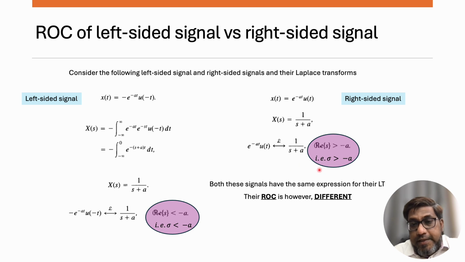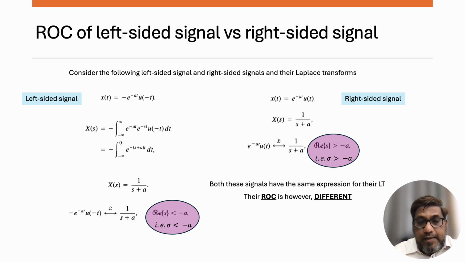For the right-sided signal, the region of convergence lies to the right side of the line sigma equals minus a, or for values of sigma greater than minus a. For the left-sided signal, the region of convergence lies to the left side of sigma equals minus a. That means for values of sigma less than minus a.